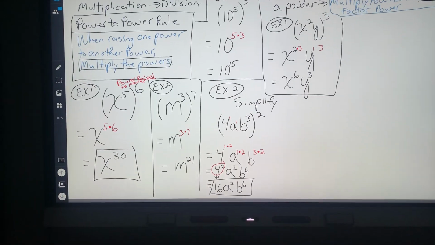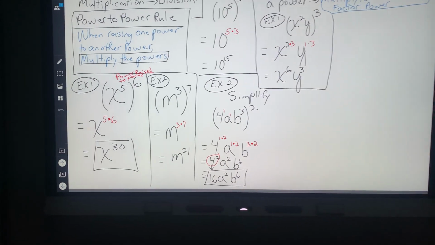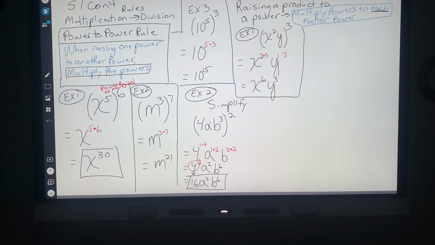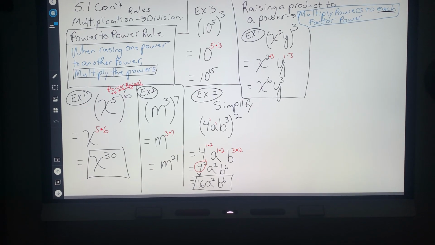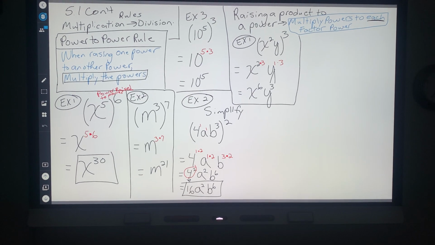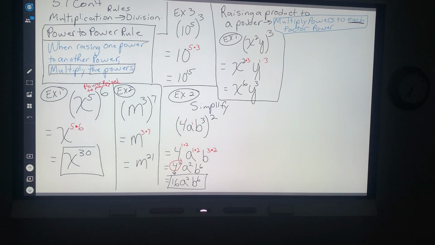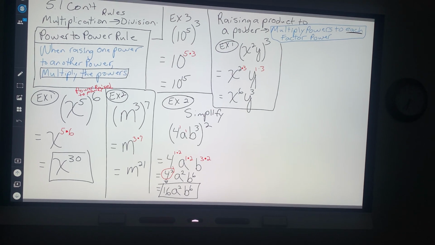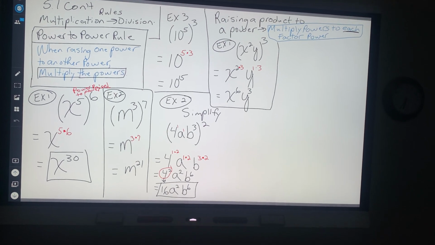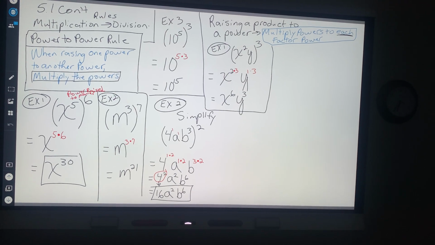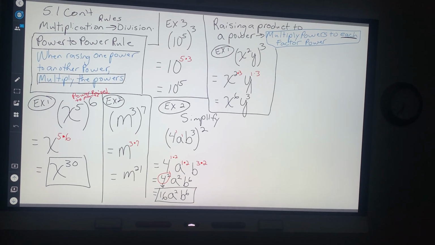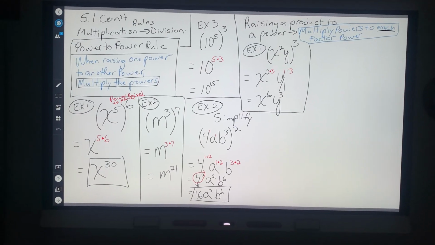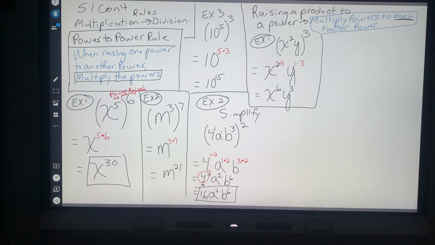Now this is another rule, the power to a power rule. When we're raising one power to another power, we multiply the powers together. So if you look at that first example, we have x to the fifth power inside of parentheses, and then it's being raised to another power, the sixth power. So whenever we have a power inside of the parentheses like that, and then a power on the outside, that's where we use the power to a power rule and multiply those powers together.